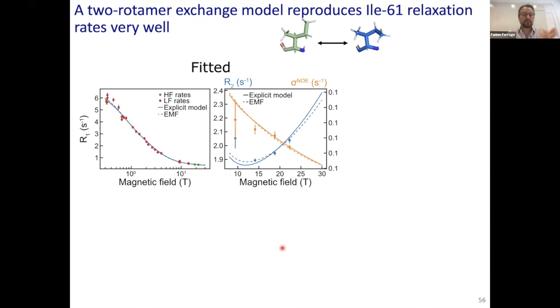So now we can compare the fits that we have either for our old extended model-free approach here with dashed lines or explicit models. And you can see that they agree very well. The two lines are almost on top of each other.